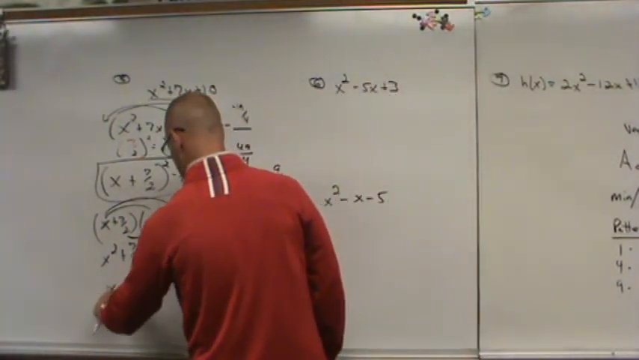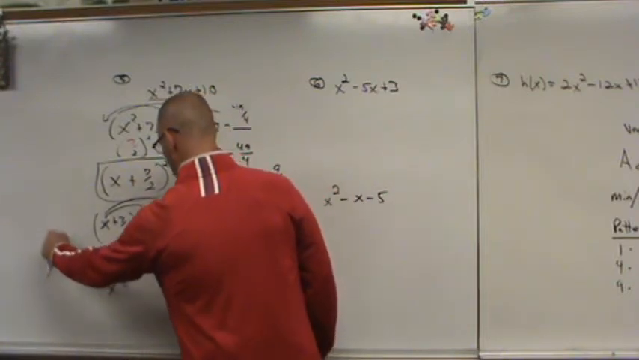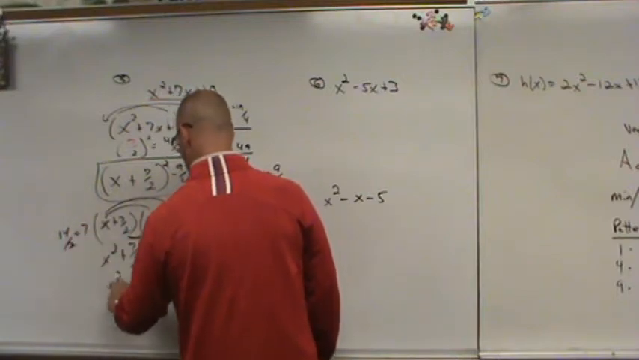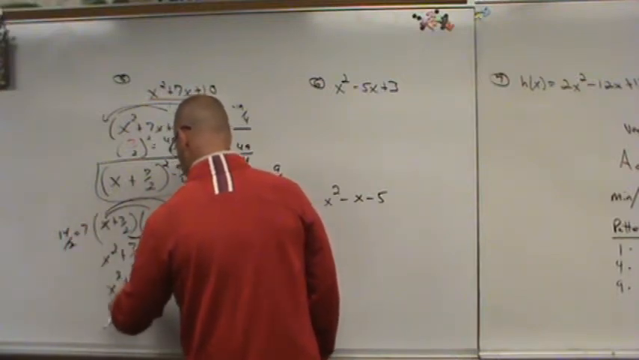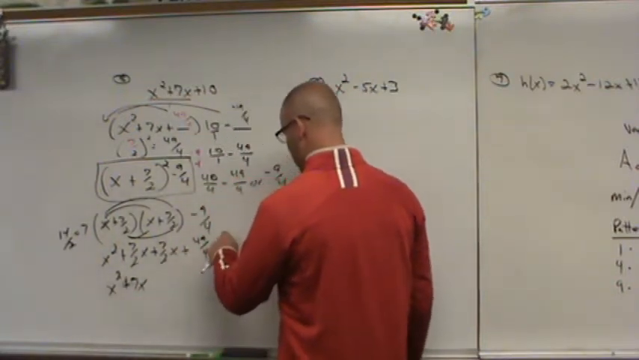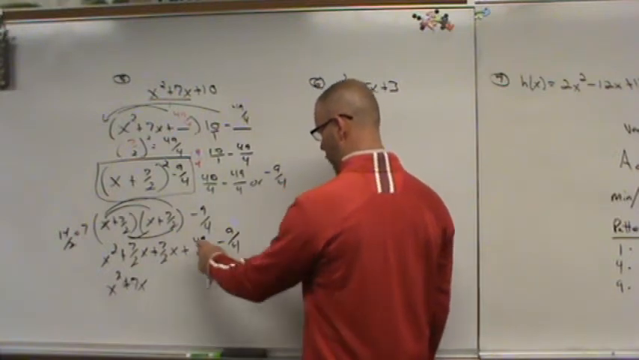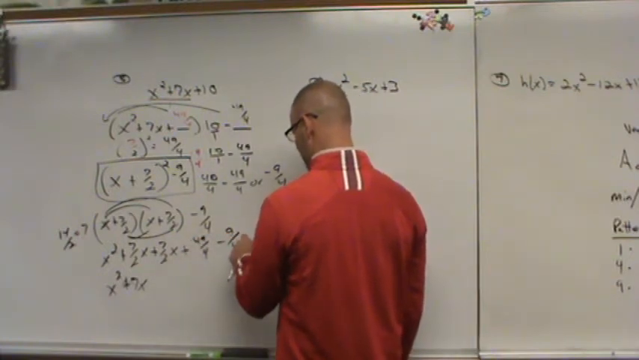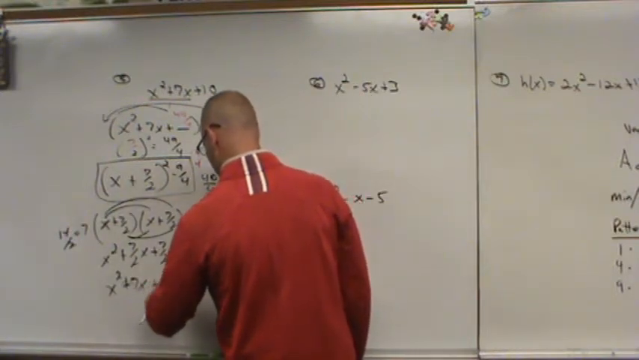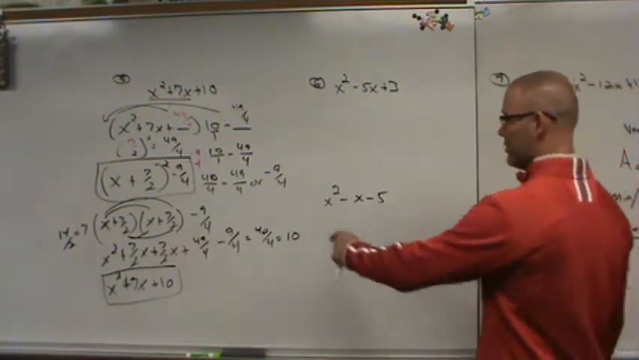Combine your middle two terms. You get x squared. What's 7 halves plus 7 halves? That's 14 over 2, which is 7. So you get plus 7x, which is what we have. And then we have 49 over 4 minus 9 over 4. 49 minus 9 is 40 over 4, which is the same thing as 10, so plus 10. So yes, we did do this correctly.